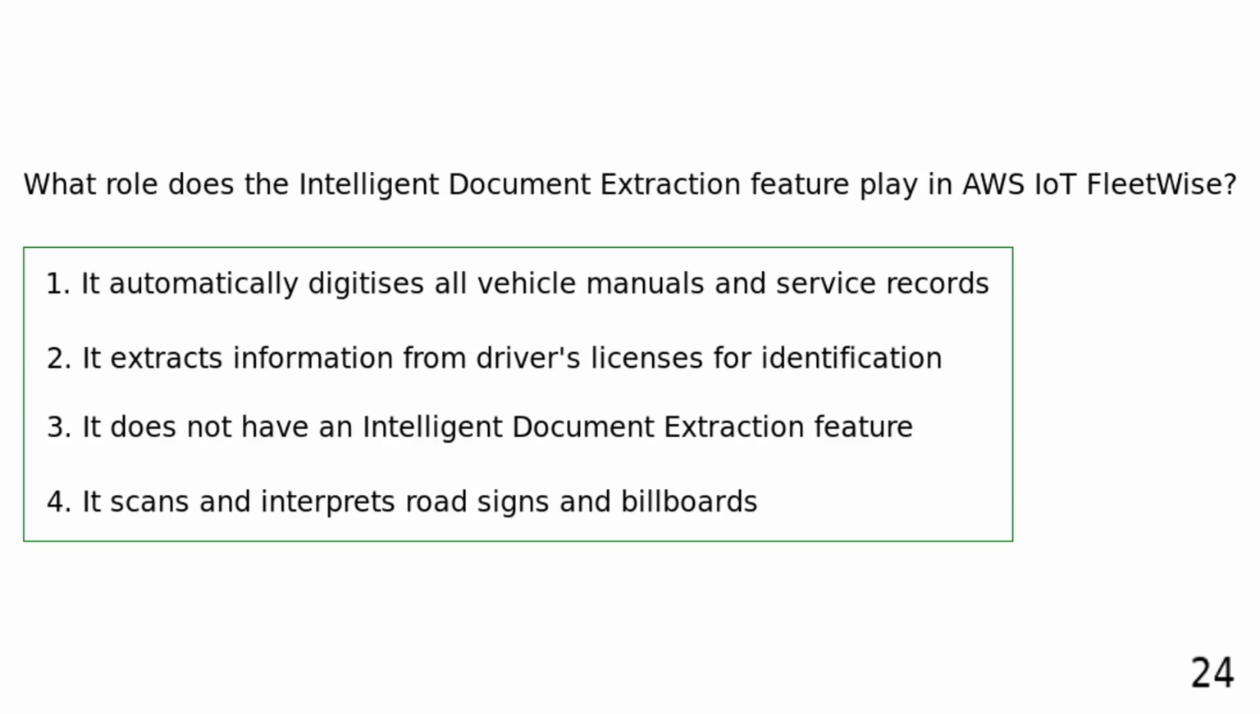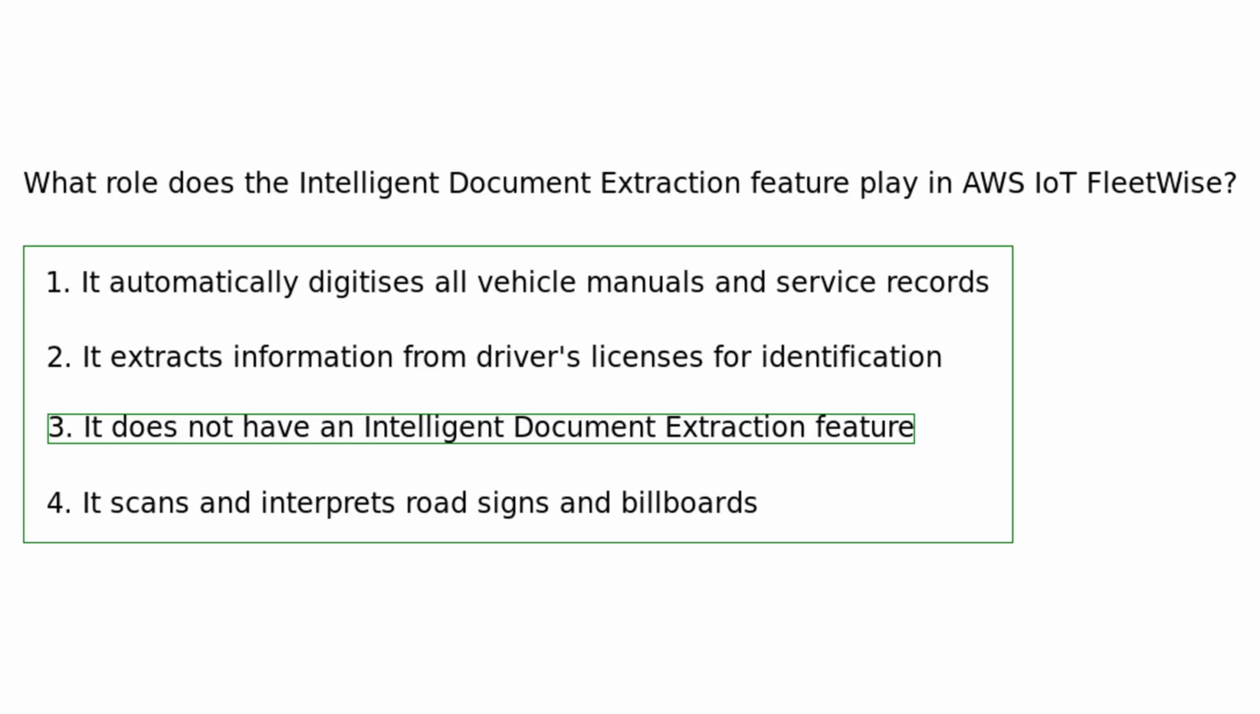What role does the intelligent document extraction feature play in AWS IoT FleetWise? It automatically digitizes all vehicle manuals and service records. It extracts information from drivers' licenses for identification. It does not have an intelligent document extraction feature. It scans and interprets road signs and billboards. AWS IoT FleetWise does not have an intelligent document extraction feature. This capability is more commonly associated with other AWS services like Amazon Textract. FleetWise focuses on vehicle telemetry data rather than document processing.